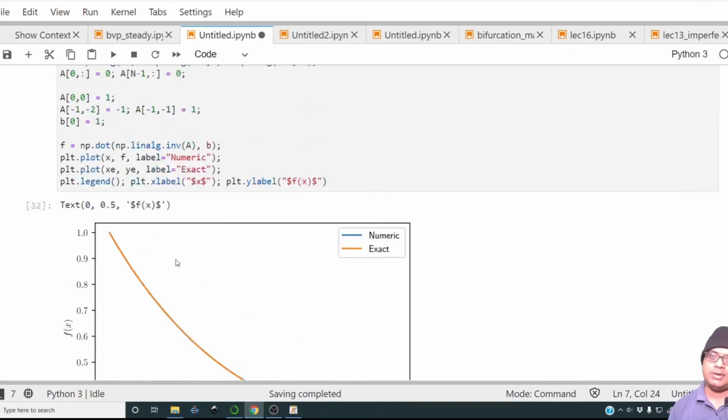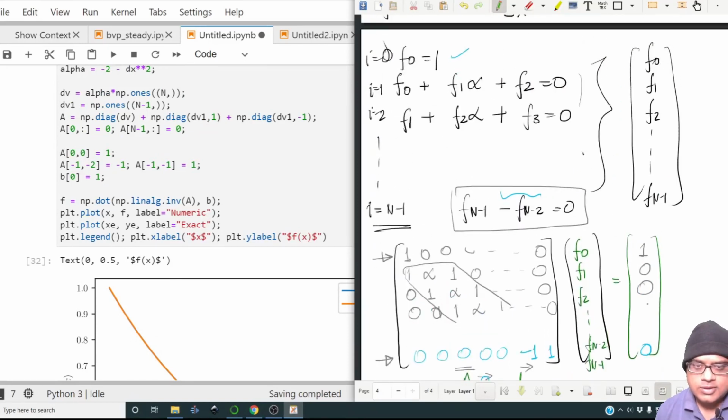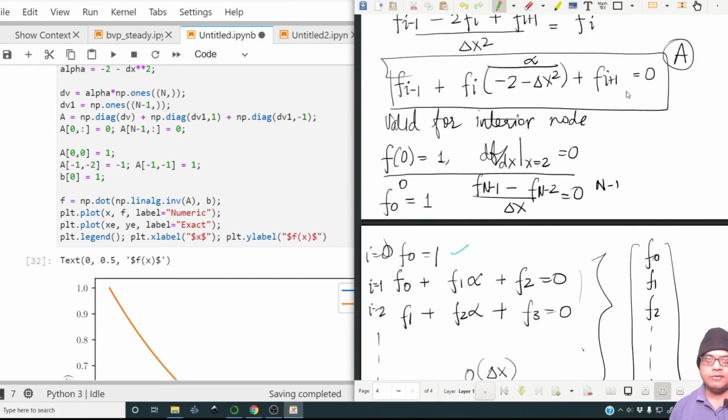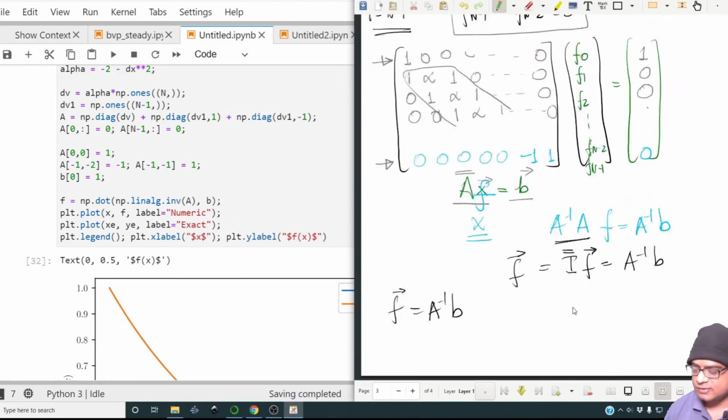But why is this? Let us go back to our working. The backward difference has a truncation error of order delta x, whereas the central differencing that we have used for the interior nodes has a truncation error of order delta x square. So we must now come up with an approximation of the boundary condition at the end node, the n-1th node, which is order delta x square. And the way to do it is again a central difference scheme.